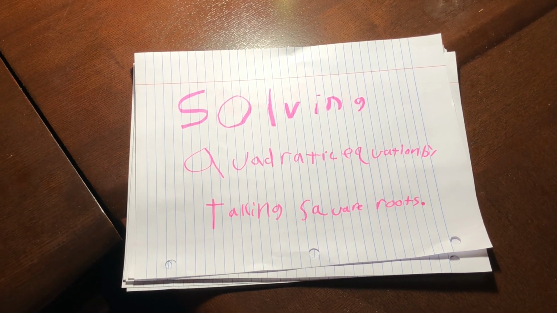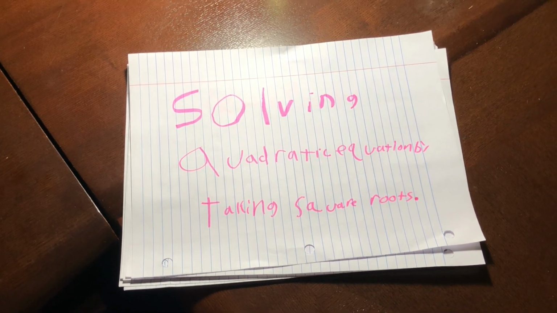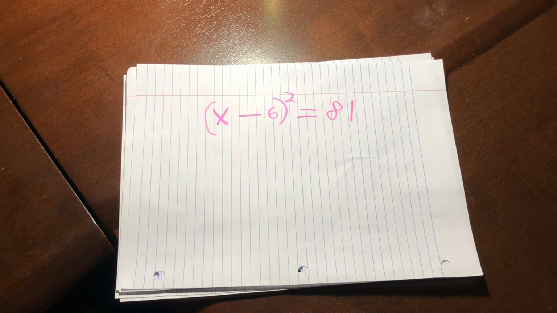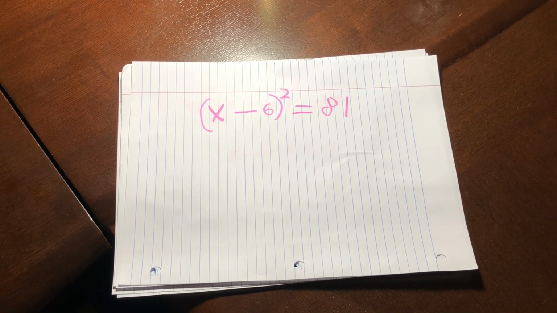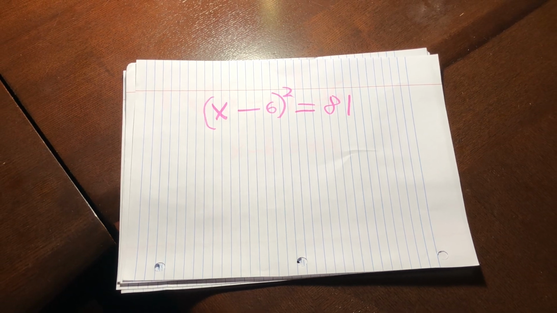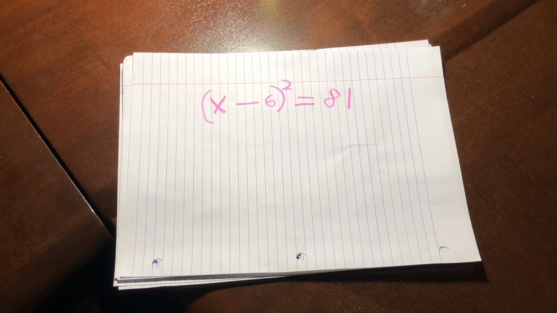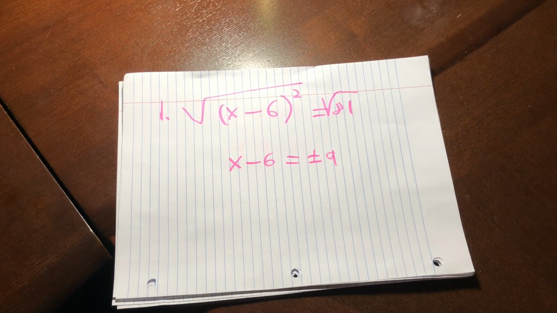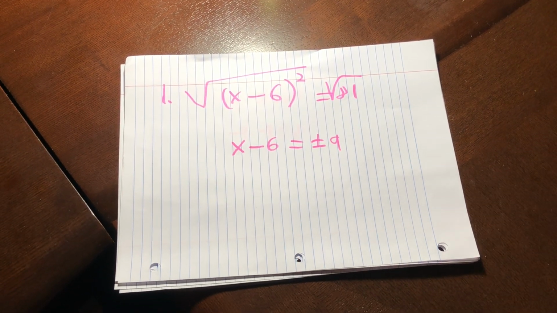So today we'll be learning solving quadratic equations by taking square roots. So when you first look at the equation, (x - 6)² = 81, you might not know what to do. So your first step will be to take the square root of both sides.